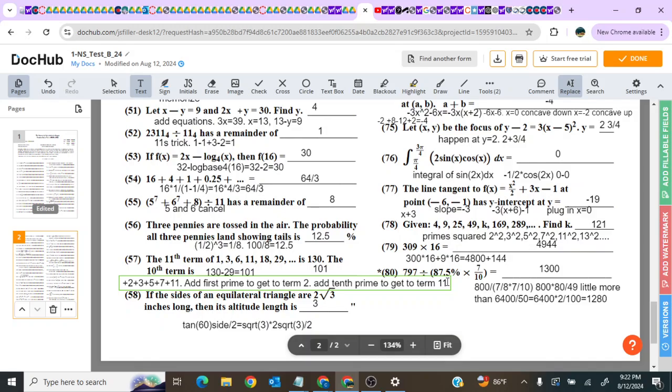58, if the sides of an equilateral triangle are 2 square root of 3 inches long, then what's the altitude length? Well, in an equilateral triangle, the altitude is going to be equivalent to the height of your triangle. So you have to do tangent of 60 times your side over 2, because your height happens at the middle point of your side, as you can hopefully see in the triangle I'm drawing out. Tangent of 60, equilateral triangles have 60 degrees. Tangent of 60 is square root of 3 times 2 square root of 3 over 2 gets you 3.